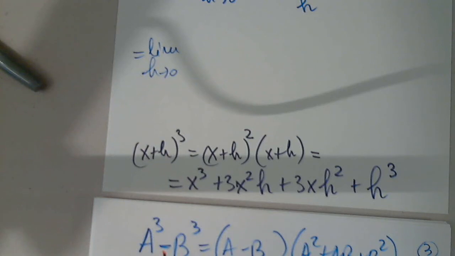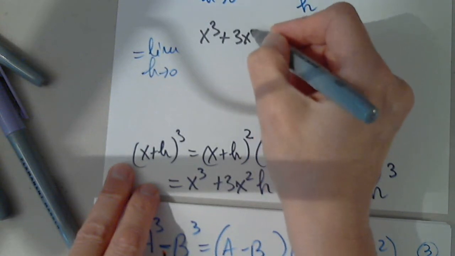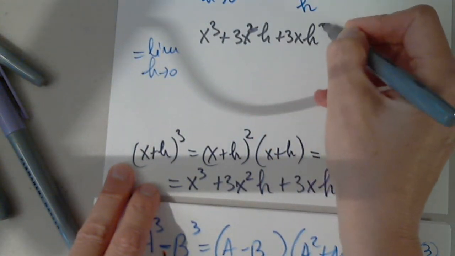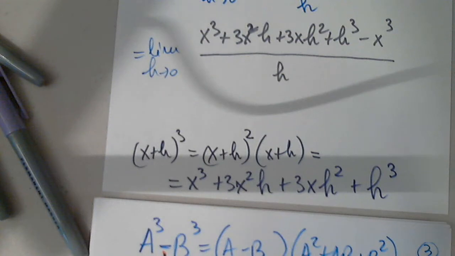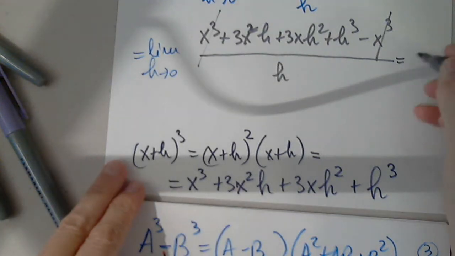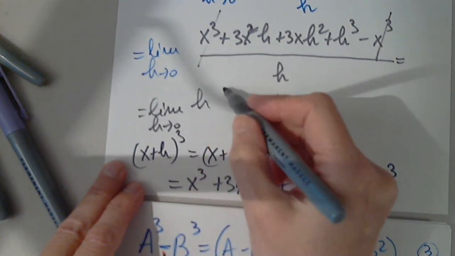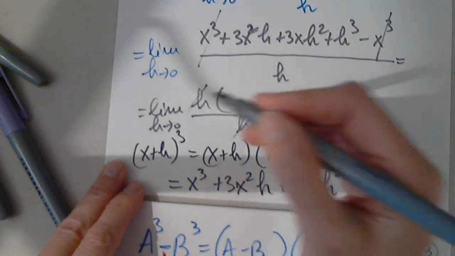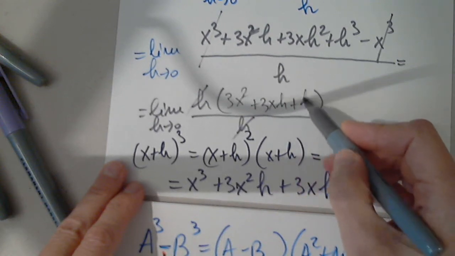So since I already have it here, I'm just going to put it in, and that will be x cubed plus 3x squared h plus 3x h squared plus h cubed minus x cubed, everything divided by h. We know that all terms without h must go away, and they do. And then eventually this h must go away. Of course it will, because I will factor out h from the top. So this is the limit as h approaches 0, h outside, h in the denominator, they go away. So this is 3x squared plus 3xh plus h squared.